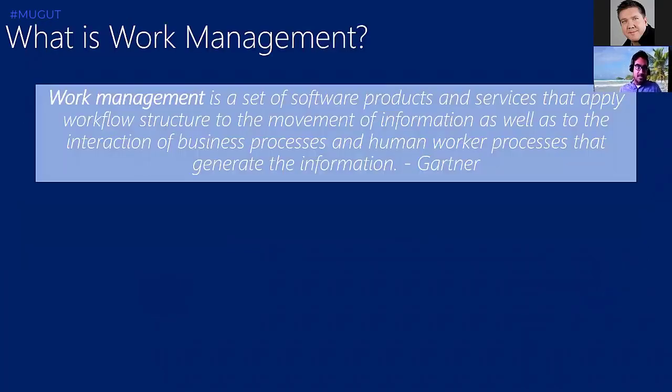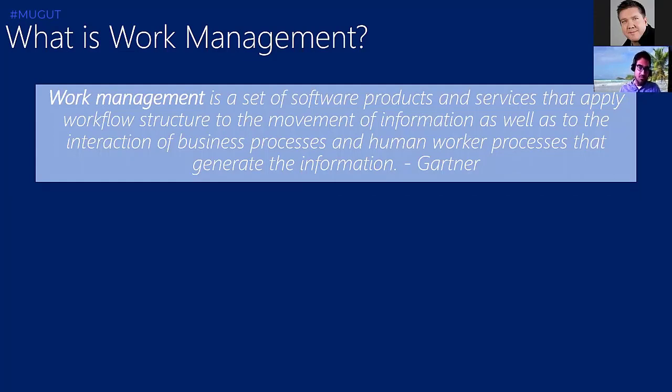Okay, all right, so let's talk about what is work management. So this is the Gartner definition of what work management is. It's a set of software products, services that apply workflow structure, and so on. So this goes way above my head for me to understand. So I made up my own definition. I'm not saying this is the perfect one, but this helps me simplify the concept.